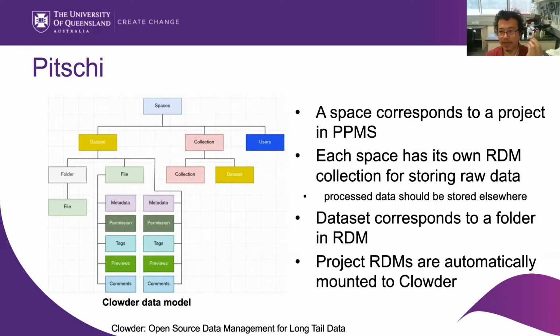Each space has its own storage collections for storing raw data. I stress raw data because in this model, the processed data should be stored elsewhere. The project RDM collections we only reserve for storing raw data. The datasets in Clowder, or in Pitschi, correspond to a folder in RDM. And each project's RDM collection is automatically mounted to Clowder.